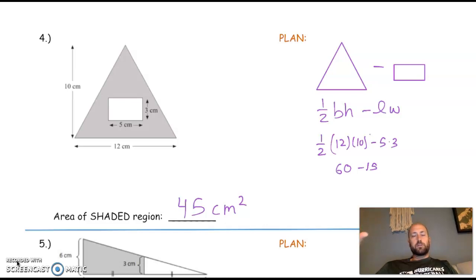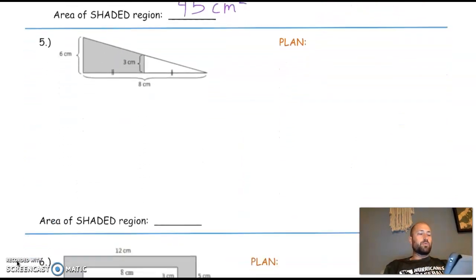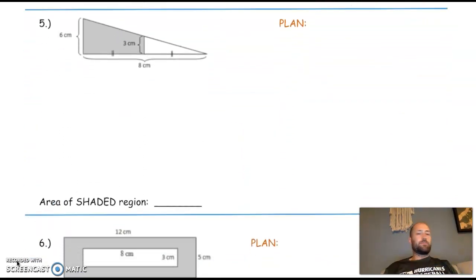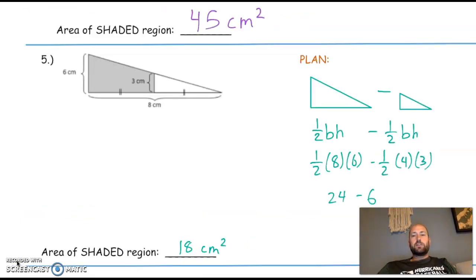Answer to number 4 is 45 centimeters squared. We did the triangle, take away that section in the middle, the little window in the middle of the rectangle. Triangle 1/2 base times height minus length times width. Plugged in our numbers and we got 60 minus 15. Okay. On to number 5. More than one way to do number 5. Try that now. Answer to number 5 is 18 centimeters squared.